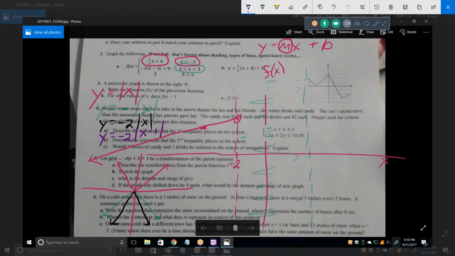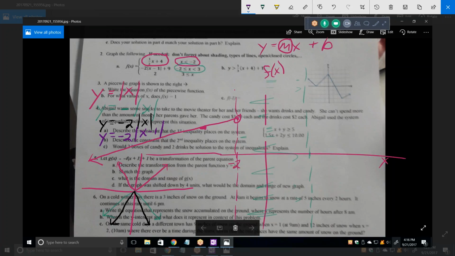The reason the 2 was a stretch is because it was multiplying. The reason the 1 is a shift is because it's being subtracted. If it was being added, it would still be a shift, a horizontal shift. And because of the negative sign, which way does it go? Actually, to the right. When you see a negative, that means you're moving to the right by 1 unit.